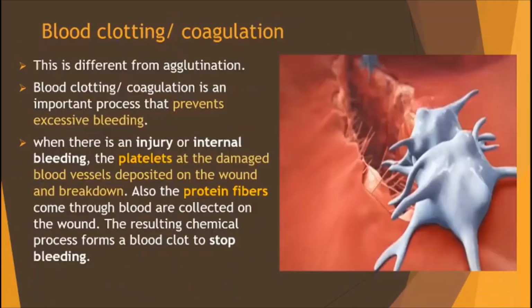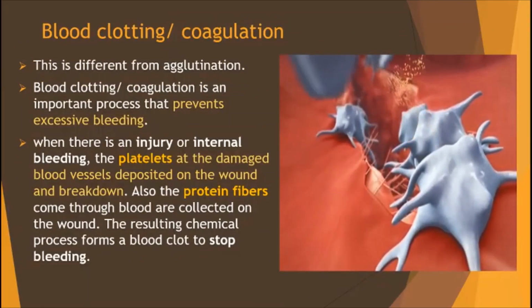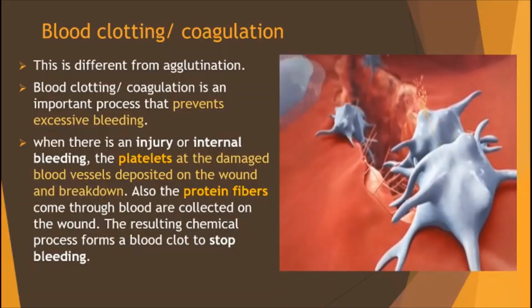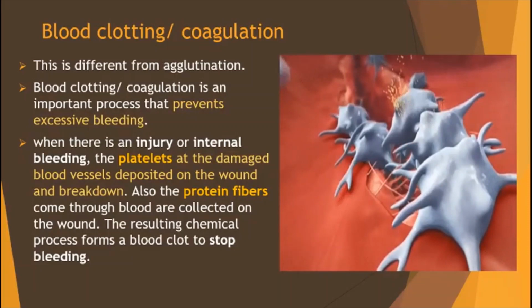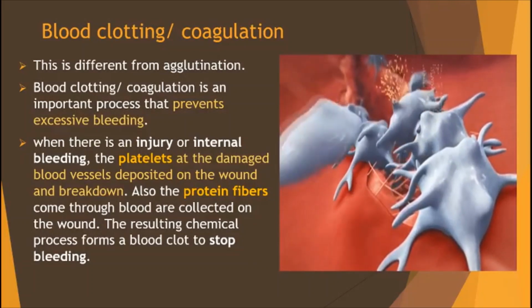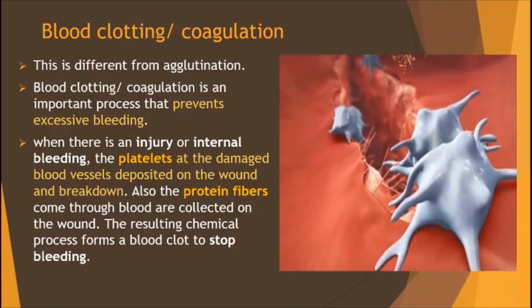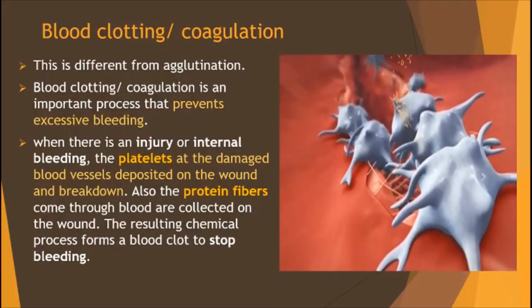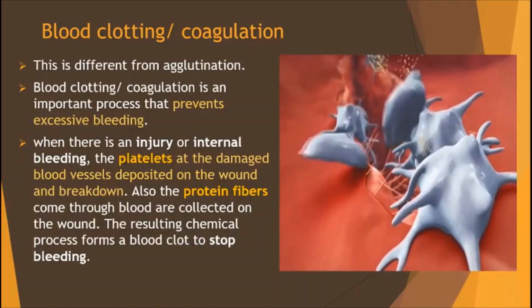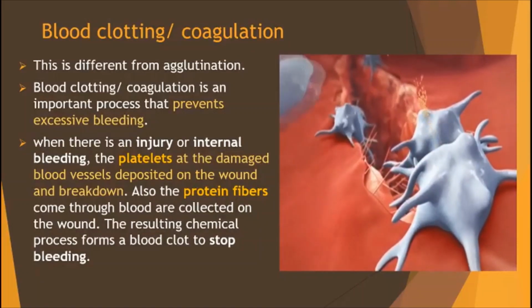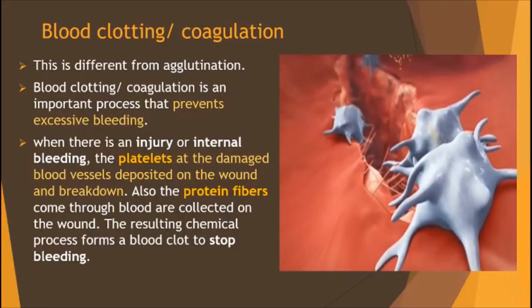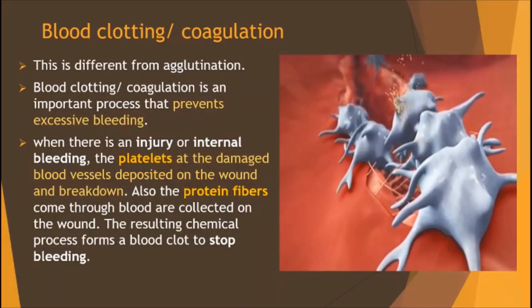Okay, the next one is blood clotting or coagulation. This is different from agglutination. Now we know agglutination is a dangerous effect, but coagulation is an important process that prevents excessive bleeding. When there is an injury or internal bleeding, the platelets are deposited on the wound. In the diagram you can see the procedure of depositing the platelets on a wound.